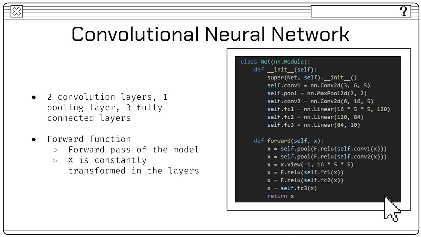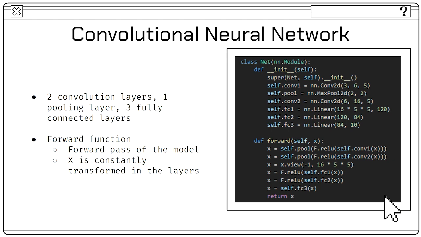Next, we have 3 fully connected layers. The first takes the flattened output of the second convolutional layer and maps it to a 120-dimensional feature space. The second layer maps this down to an 84-dimensional feature space, and the final layer maps it to a 10-dimensional output for each of the 10 different classes.